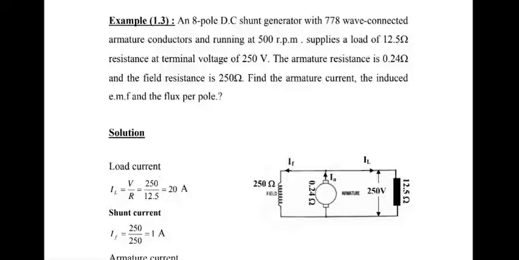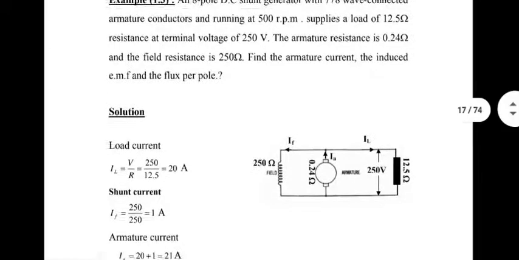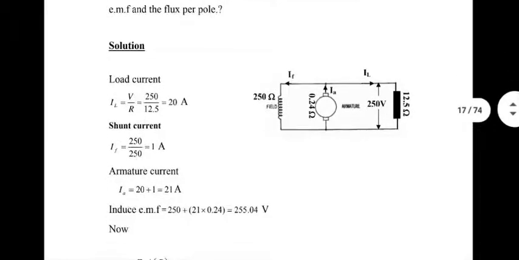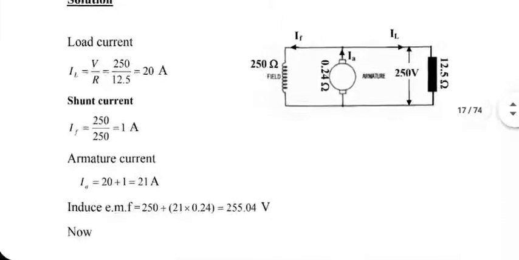The value of IL is 250 volt divided by load resistance, which is 250 volt divided by 12.5 ohm. Yes, so that is 20 amperes. That's load current. Field current will be 250 volt divided by 250 ohm, which is 1 ampere. The total of the two will give you the armature current. So it is 21 ampere. Hence, the EMF will be 250 plus IARA. So it turns out to be 255.04 volt.